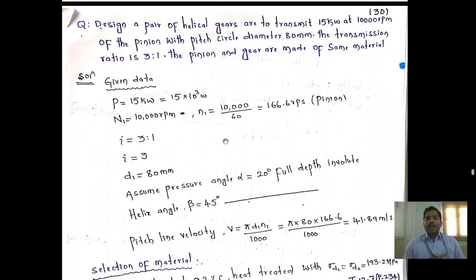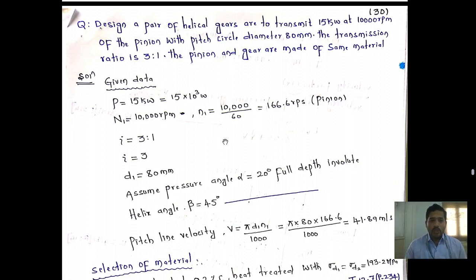Design a pair of helical gear to transmit the power. Power is given here as 15 kilowatt at a speed of 10,000 rpm of the pinion with the pitch circle diameter given as 80 mm. The transmission ratio is given as 3:1. The pinion and gear are made of the same material.